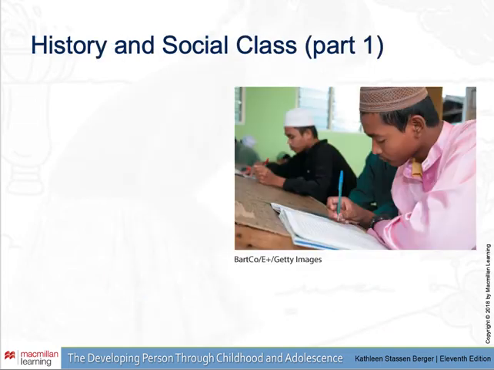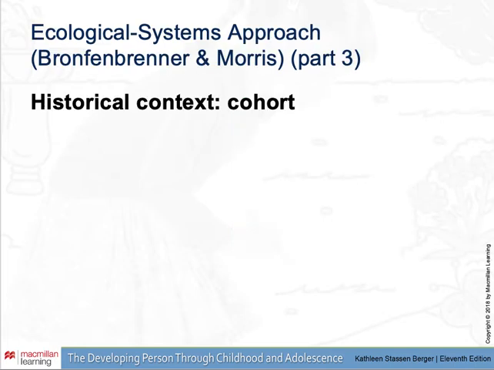All right, now we're going to move on to part 1 of history and social class. The historical and the socioeconomic context are basic to understanding people. All right, in the historical context, a cohort, your classmates are likely cohorts. Your cohort are people born within the same historical period. They move through life together, experience the same events, new technologies, and cultural shifts at the same ages, and influence attitudes and behaviors.